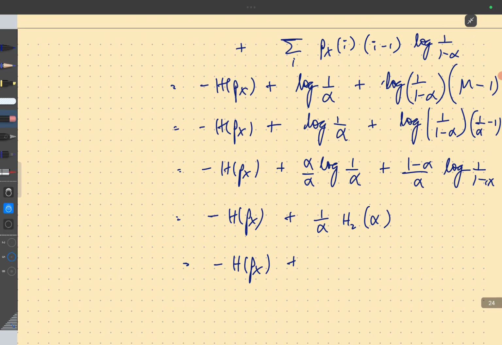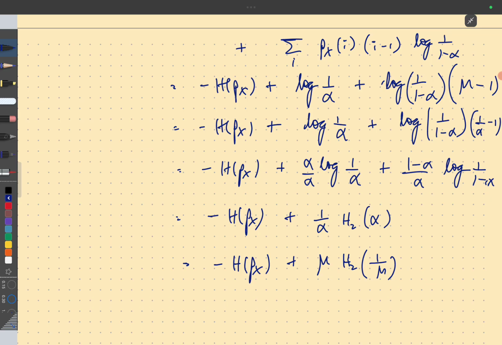Or mu. So this quantity alpha log 1 by alpha plus 1 minus alpha log 1 by 1 minus alpha, this is just the binary entropy. Okay, I leave it as an exercise to show that this is equal to the entropy of Qx.